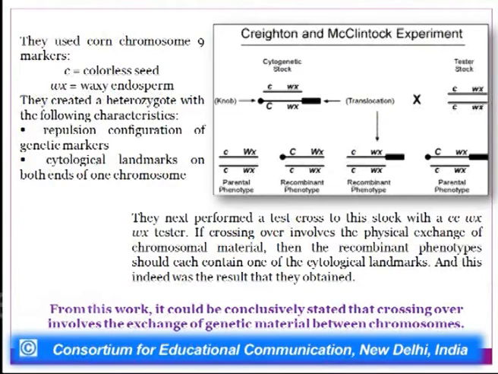So that means there is a physical exchange of segments that has occurred, or there is a crossing over that has occurred between the capital C and the small WX of the parental phenotype, giving rise to these two kinds of recombinant phenotypes. So it was cytologically clearly stating that there is a physical exchange. From this work, it could be conclusively stated that crossing over involves the exchange of genetic material between the chromosomes.